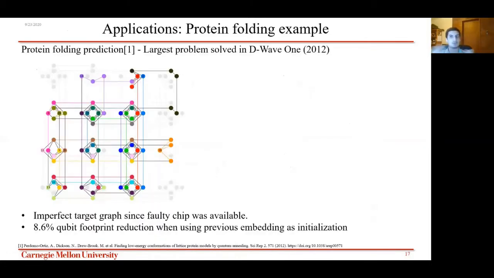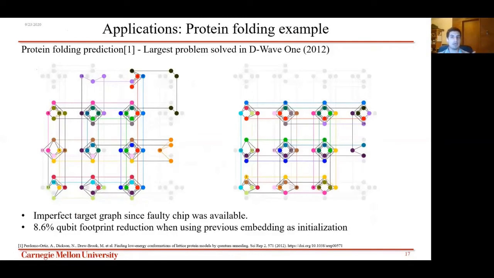Another application, for example, is protein folding. This was back in 2012, the largest problem that was ever solved on a D-Wave machine, and it was just limited by the size of the chip itself. Back then, it was a 4x4 chip, very faulty, as you can see. And then we use this as an initialization in order to find a better embedding through our integer programming methods. And we're able to reduce the qubit footprint by almost 9%, so which is relevant for this case.